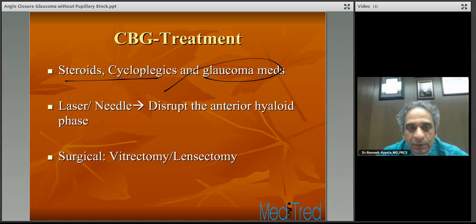If that doesn't work, the ultimate treatment obviously is to disrupt the anterior hyaloid face, and this can be done with the help of YAG laser or the Chandler procedure, wherein you stick a needle and try and disrupt it. I don't think many people are doing this Chandler procedure anymore.